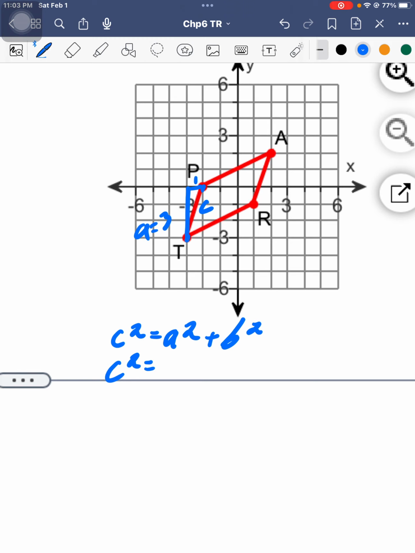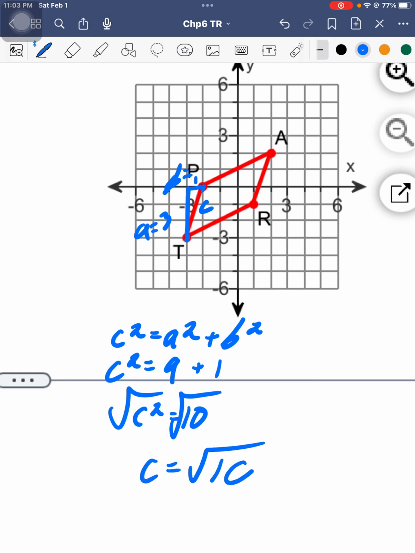So C squared, because we don't have C yet. What's A? Let's make A 3. What's 3 times 3? 9. Let's make B 1. What is 1 times 1? 1. So C squared is equal to 10. Square root of 10 cannot be factored anymore, so my answer is just square root 10. Let's see, if we take another 3 to 1 pathway like we did from TP to go to RA, then we know that this length is also square root 10. So 1 to the right, 1, 2, 3 up, perfect. So I know this is also square root 10.